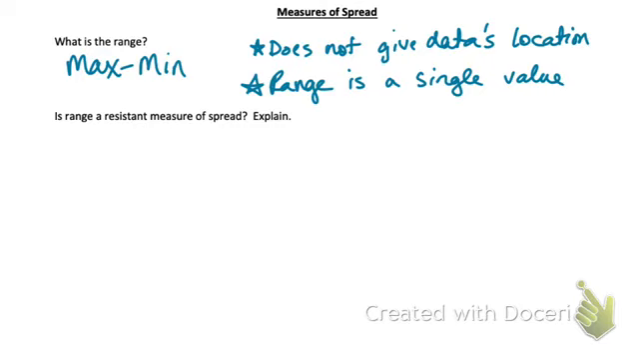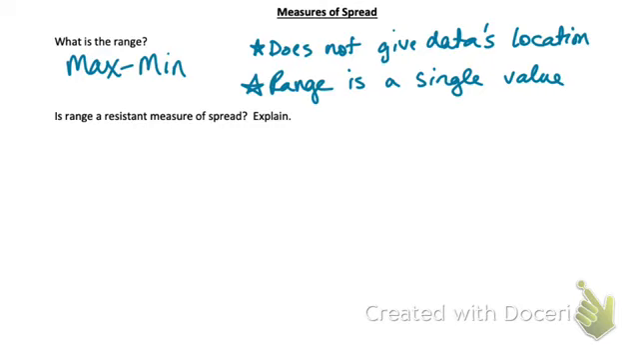Okay. Think about this question for a second. Do you think range is a resistant measure of spread? The definition of resistance is whether or not it is influenced by extreme observations. So resistance is whether or not something is going to change when extreme observations change. With that being known, what do you guys think? Is the range resistant? No. Why not?